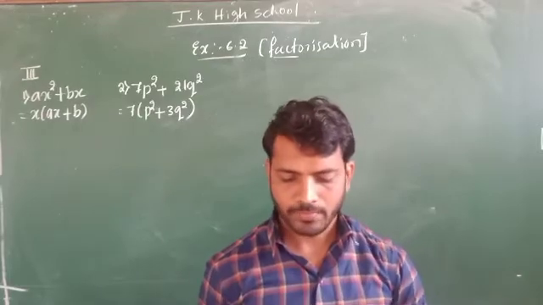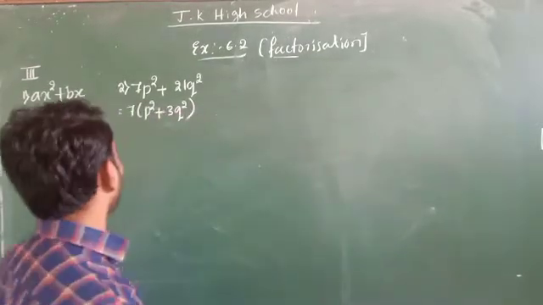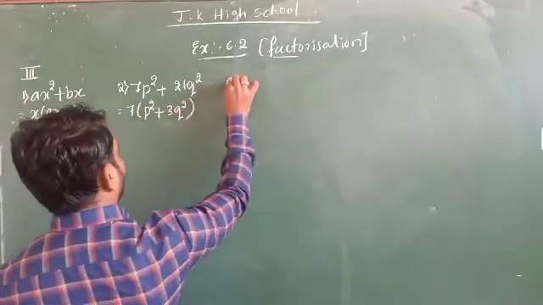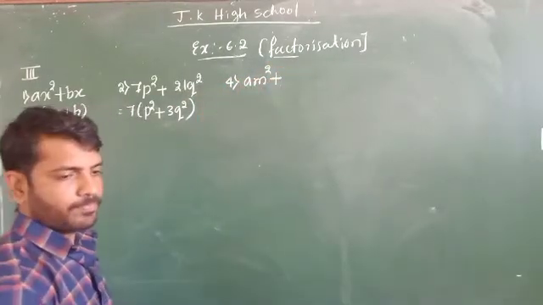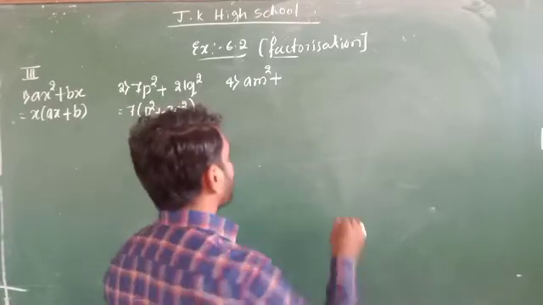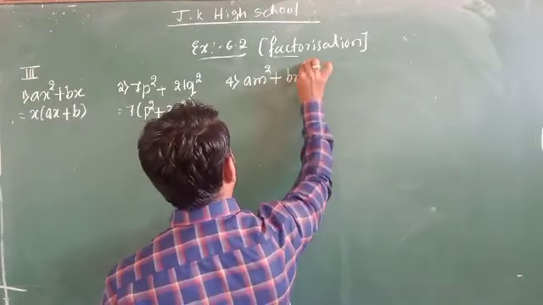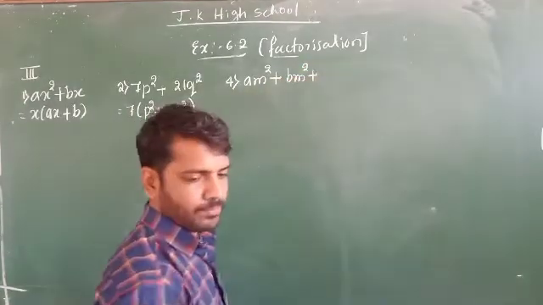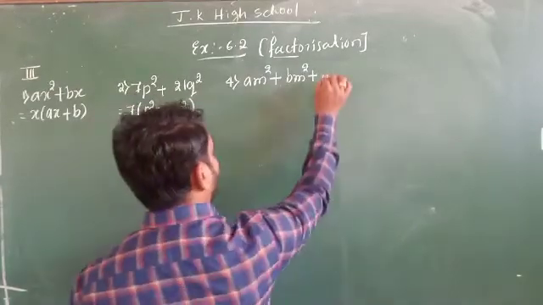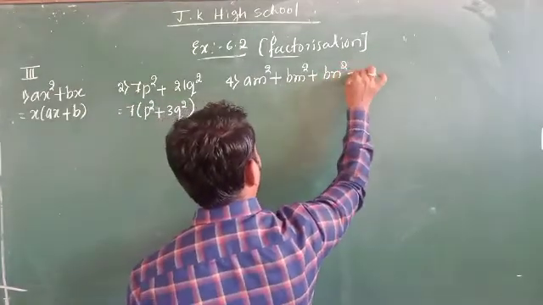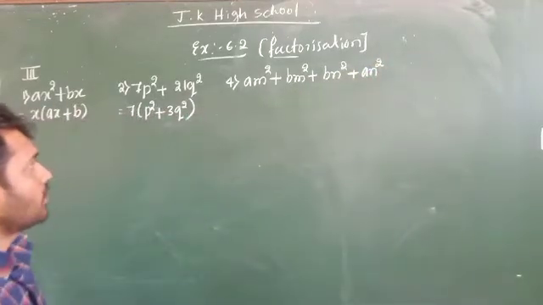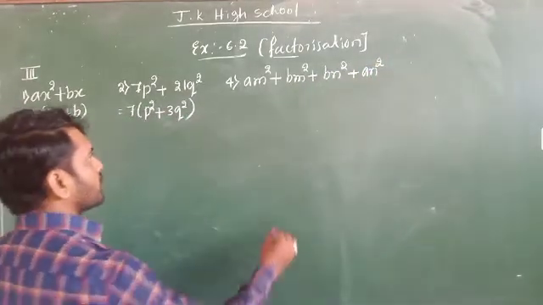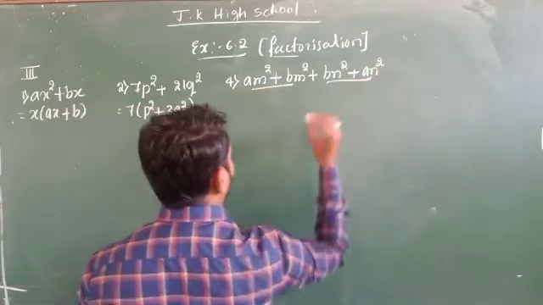The next question, question number 4. am square plus bm square plus bn square plus an square. Okay. Here how many terms are there? 4 terms are there. Make a group: first group and second group.